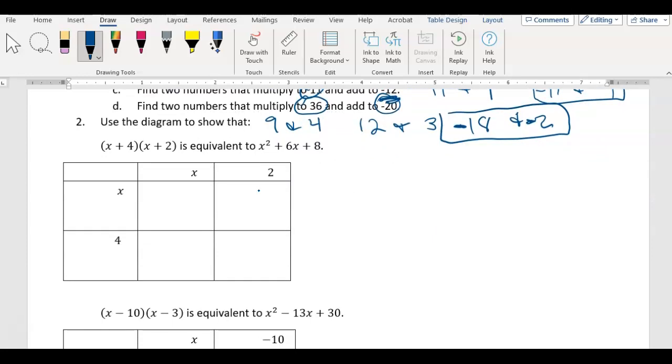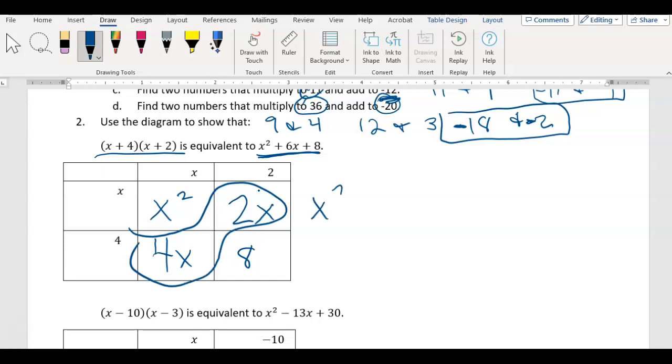So this is asking us to show the diagram that this factored form is equivalent to standard form. So x times x equals x squared, 2 times x equals 2x, 4 times x equals 4x, and 2 times 4 equals 8. So then I can combine the 4x and the 2x, right? So we get x squared plus 6x plus 8.